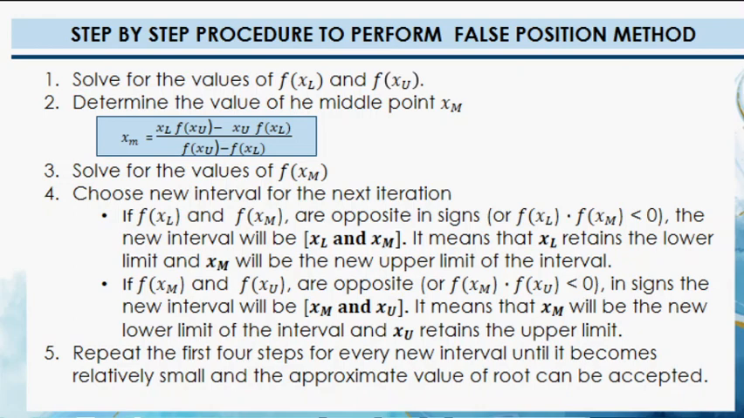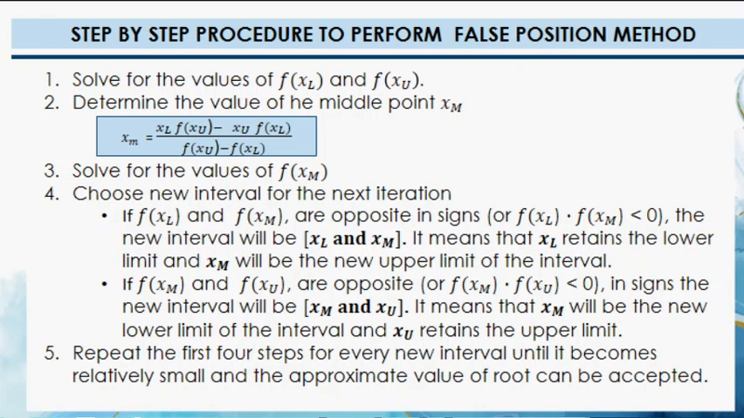So, the new interval will be x sub L and x sub m. It only means that x sub L retains the lower limit and x sub m will be the new upper limit of the interval. If f of x sub m naman and f of x sub u are opposite in sign, or f of x sub m multiplied by f of x sub u is less than 0, so the new interval will be x sub m and x sub u. So it only means that x sub m will be the new lower limit of the interval and x sub u retains the upper limit.